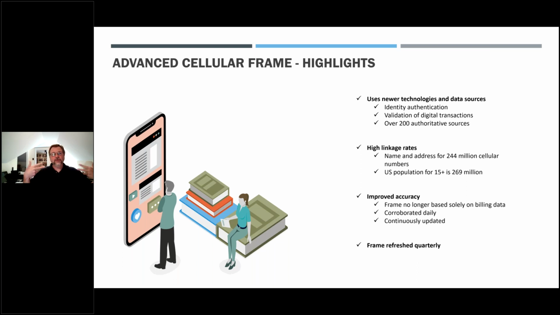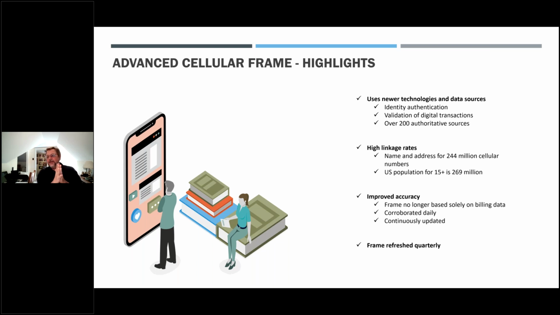So we have access to a lot more data than you typically would get from the older versions of the commercial databases that only leverage billing data or information out in the public domain. A lot of the information that we're tapping is kind of in the background, and you can't typically get it otherwise, which is why we have at least 244 million numbers listed in the advanced cell phone frame that have a name, an address and geography associated with them.